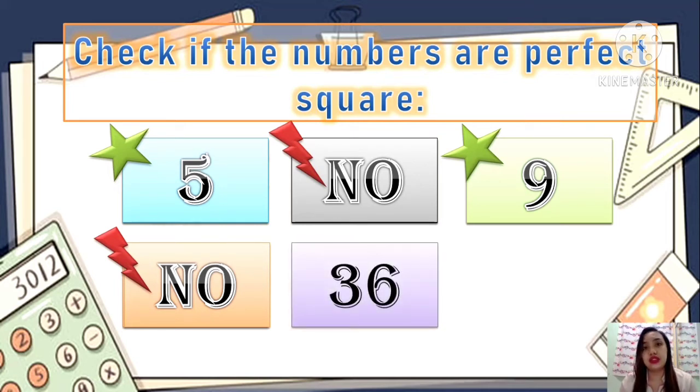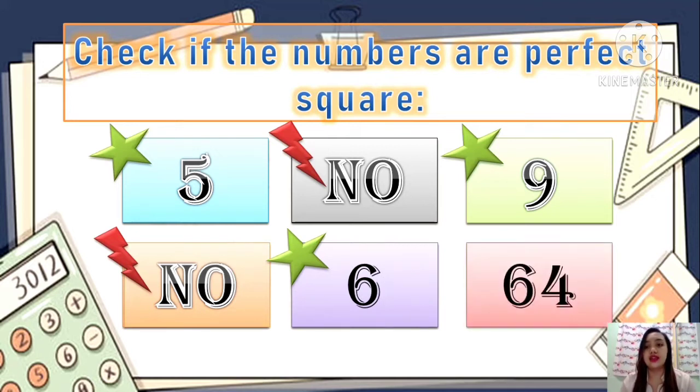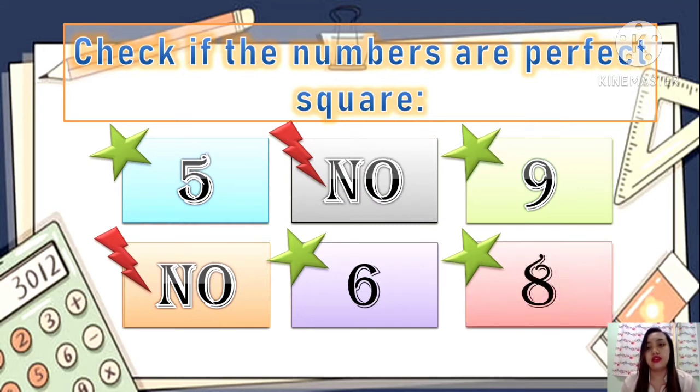How about 36? Correct. So, 36 is a perfect square. And what will be the square root of 36? It is 6. Correct. Last, 64. Is 64 a perfect square? Yes. And what will be the square root of 64? It's 8. Correct. So, now, did you already understand the concept of perfect square numbers?